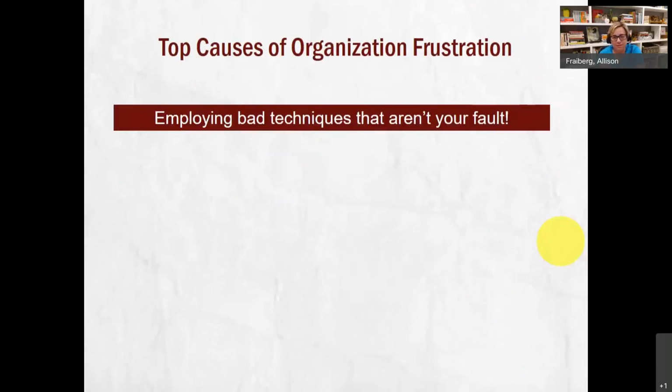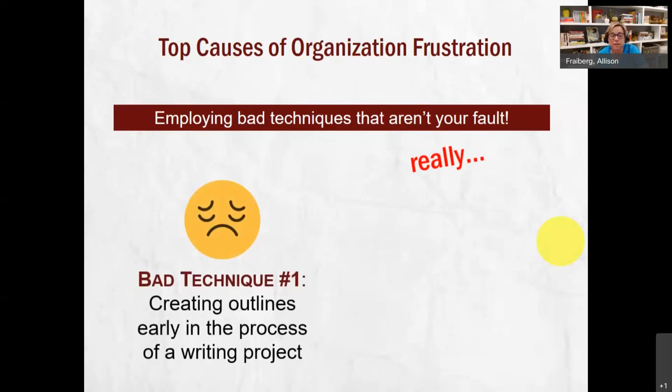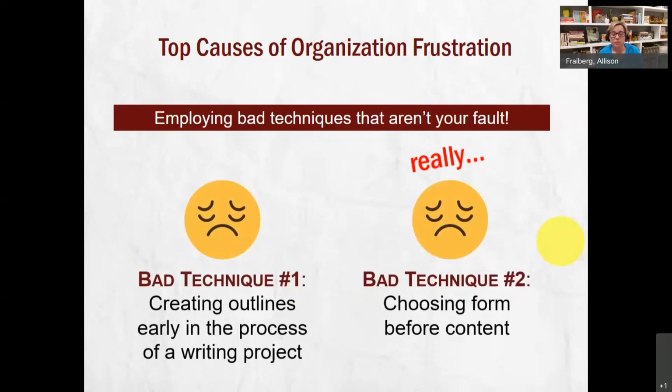Here are the top causes in my world of organization frustration. And they are both tied to employing bad techniques that really aren't your fault. You were taught to do this stuff, most likely. And the problem with these two techniques is that they create obstacles rather than opportunities. So it's not your fault, really. Here's bad technique number 1, and that's creating outlines early in the process of a writing project. We'll talk about why that happens. Bad technique number 2 is choosing form before content, and that's probably the most important thing I'm going to introduce today.